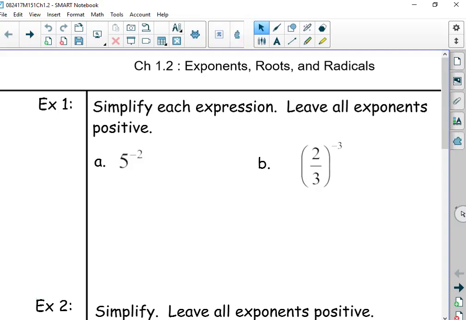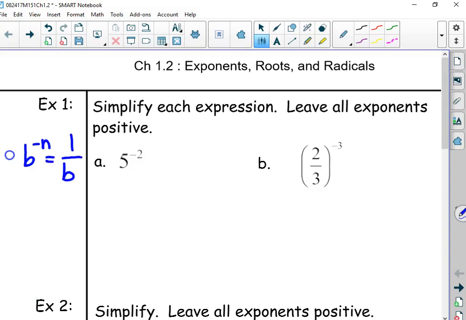We have a rule that says any base to a negative exponent, you can rewrite it as 1 over b to the n. So the base moves, and only the base, by the way, and then the sign of the exponent changes. Works the other way. If you have 1 over b to the negative n, then it's making the exponent positive. It's just moving it to the numerator.